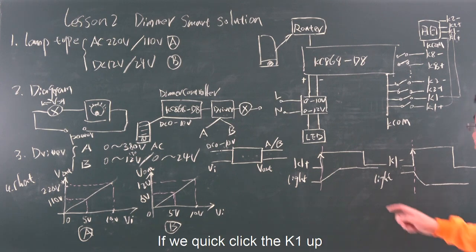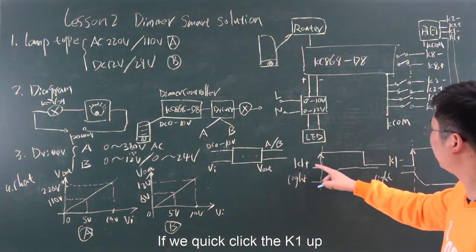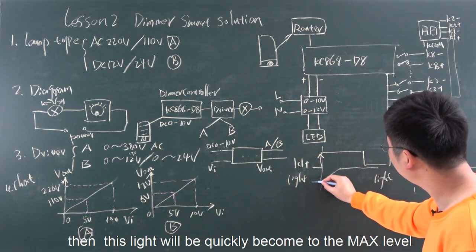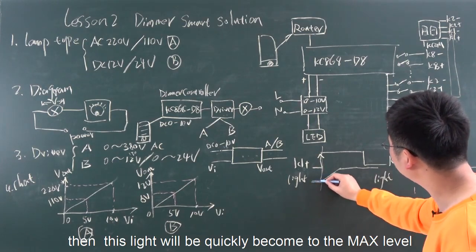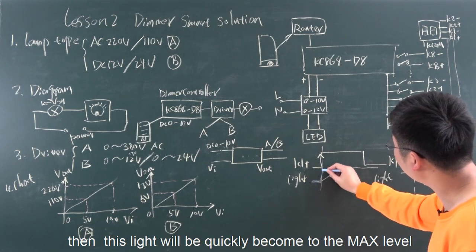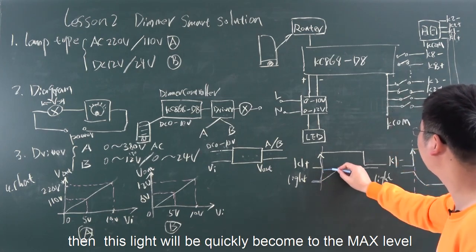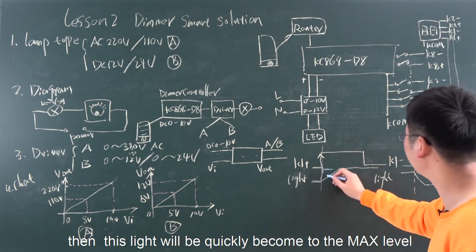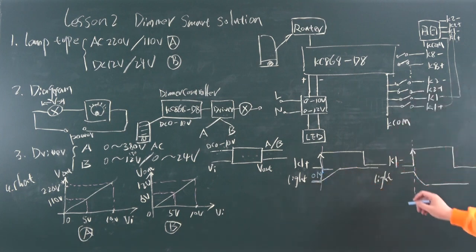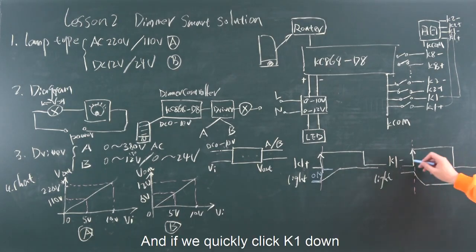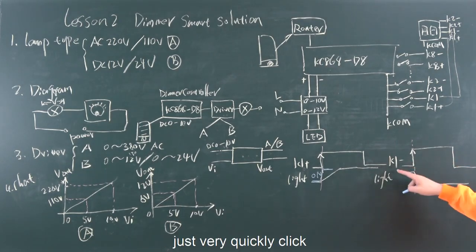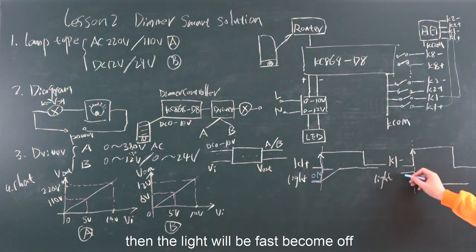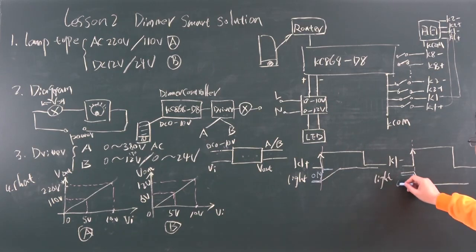And if we quickly press K1 up, the light will quickly turn on to the max. So this is for on. And if we quickly click K1 down, just a very quick click, then the light will quickly turn off, just like this. This is off.